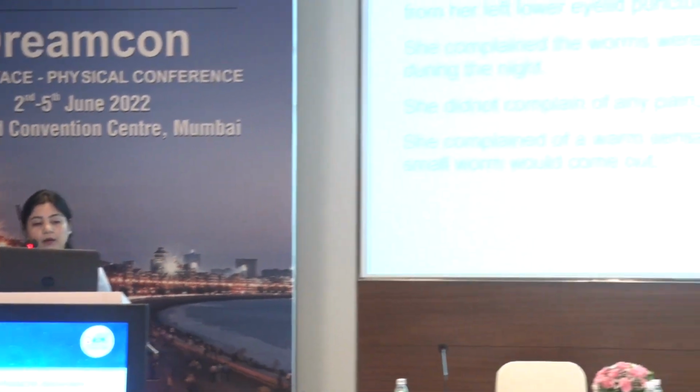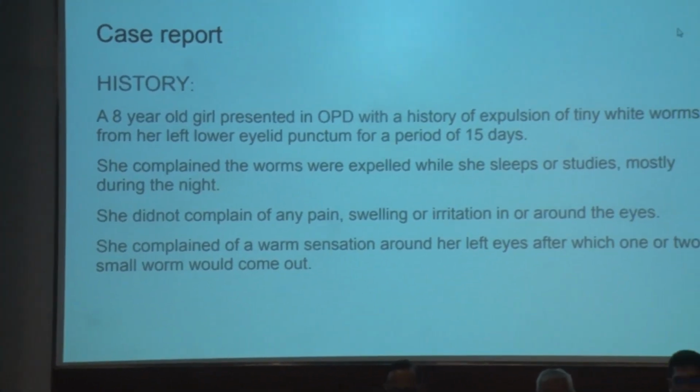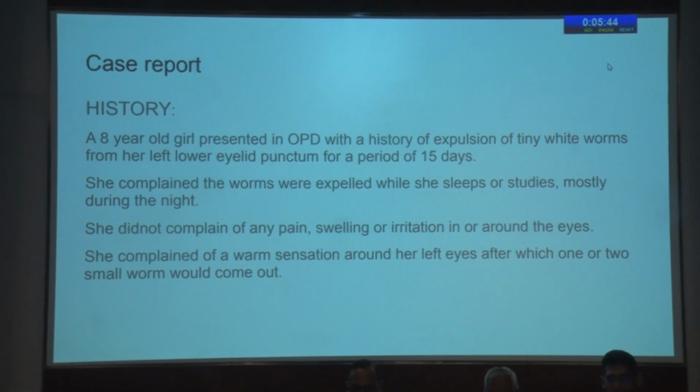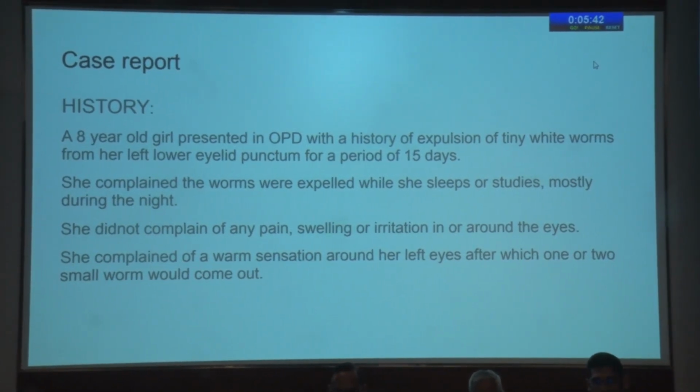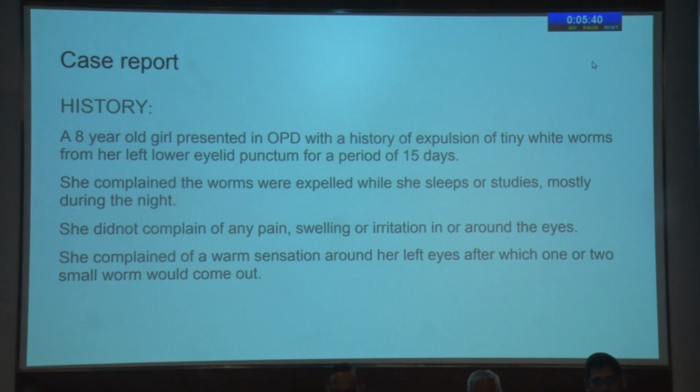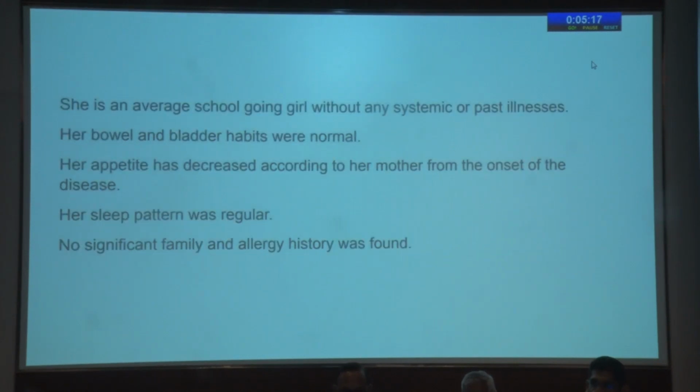On the history, we received an 8-year-old girl who presented in our OPD with a history of expulsion of tiny white worms from her left lower eyelid punctum for a period of 15 days. She complained that the worms were expelled while she sleeps or studies, or mostly during the night. She did not complain of any pain, swelling, or irritation in or around the eyes, and she complained of a warm sensation around her eyes, after which 1 or 2 small worms would come out.